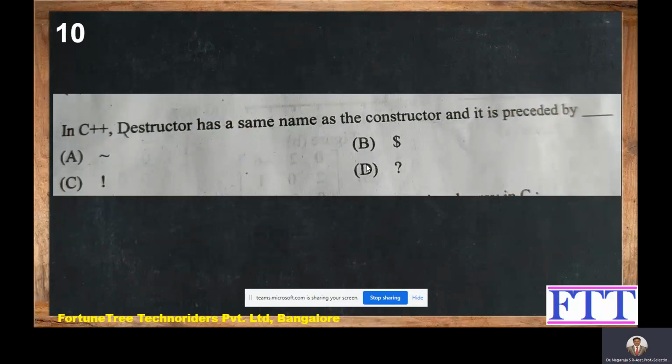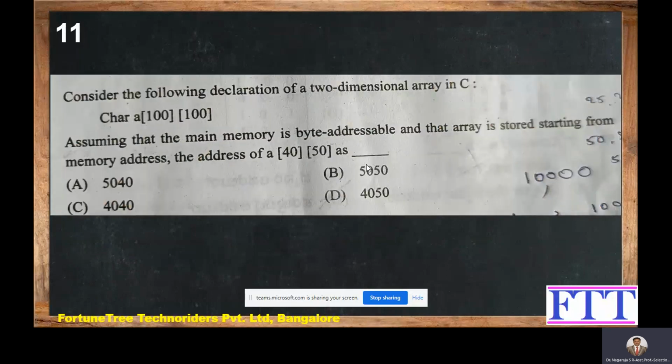10th one, in C++, destructor has the same name as the constructor and it is preceded by option A, the symbol they gave. Here the right option is option A. So we'll move to the next one, 11th one.